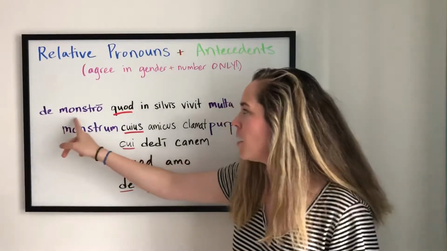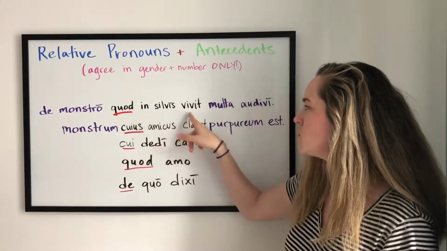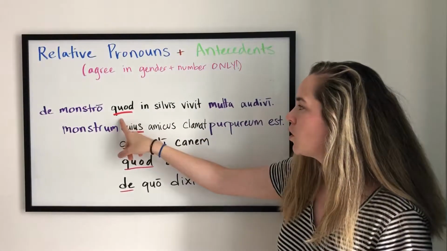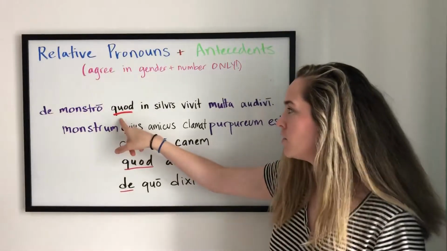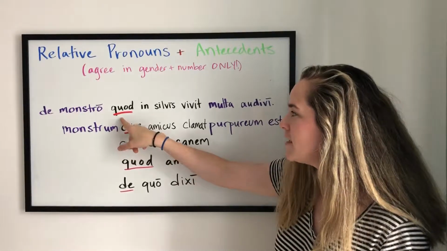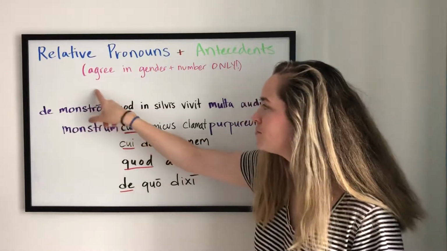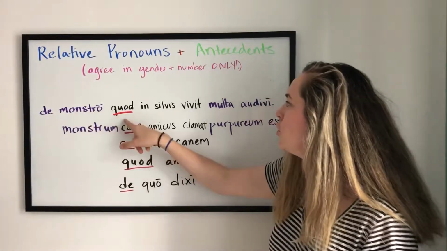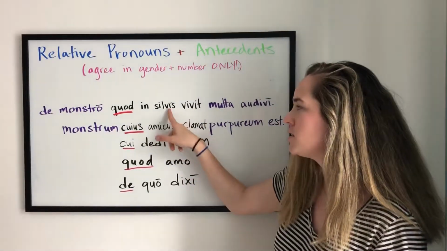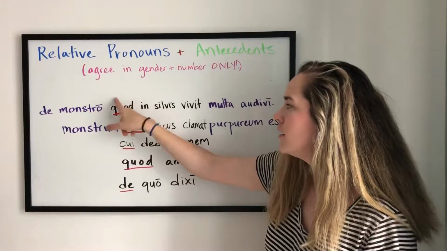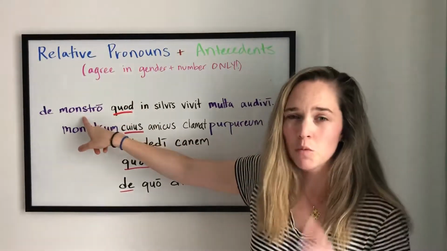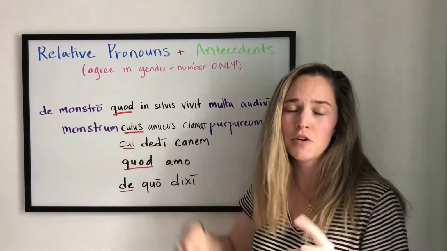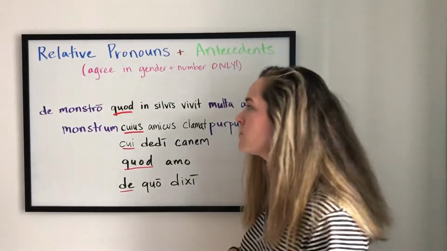This sentence: de monstro quod in silvis vivit multa audivi. Quod is our relative pronoun. I've underlined it. It means who or which. In this case, the antecedent is monstro, de monstro. This means about the monster who lives in the woods. Quod is singular because monstro is singular, one monster. And it's also neuter because monstro comes from monstrum, monstri, which is a neuter noun.